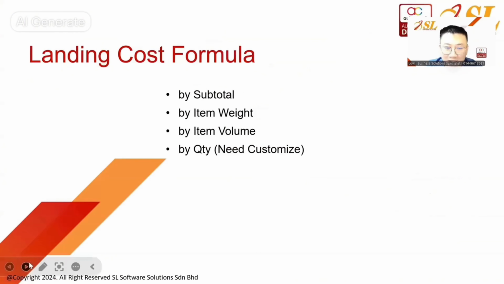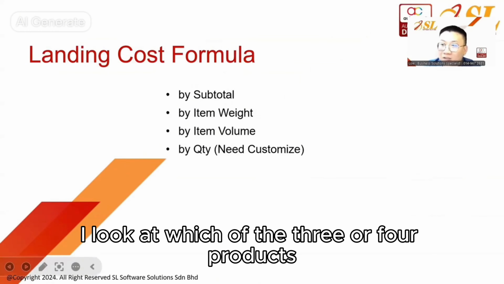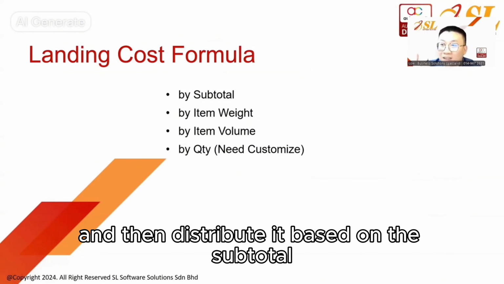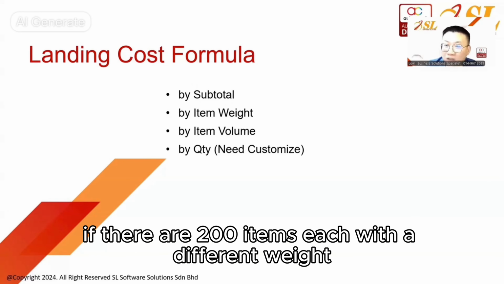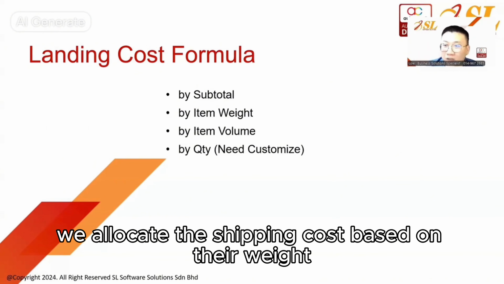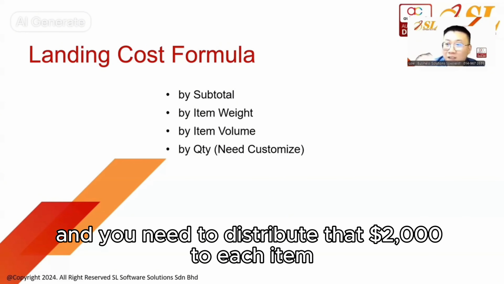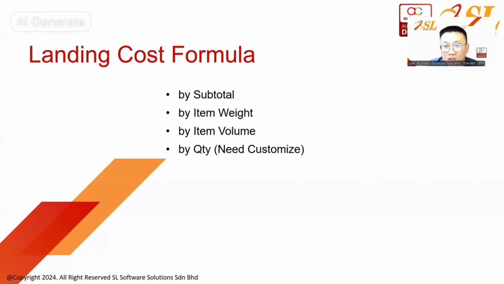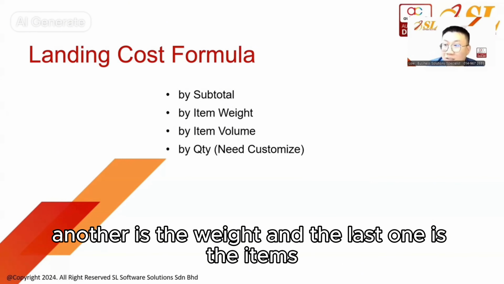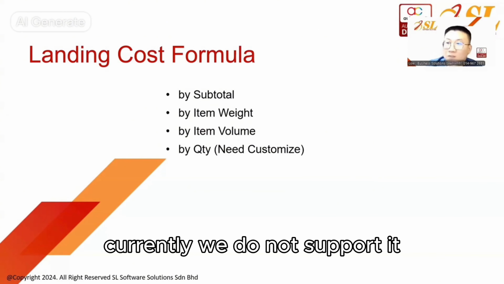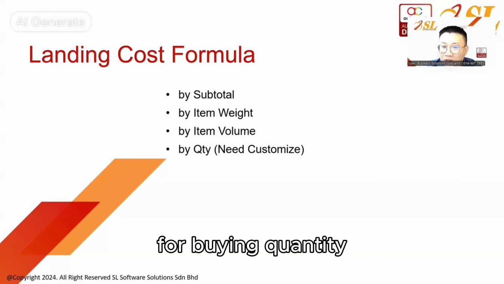For this kind of costing, the landing cost, we usually base it on the subtotal. That is to say, if there are 3 or 4 products, I look at which of the 3 or 4 products is the most expensive when it comes in, and then distribute it based on the subtotal. Another way is based on the weight of all the items. If there are 200 items, each with a different weight, we allocate the shipping cost based on their weight, because usually our shipping cost is on one invoice, right? An invoice might be $2,000, and you need to distribute that $2,000 to each item, which would be more accurate. So it's based on these 3 methods: one is the subtotal, another is the weight, and the last one is the item's volume or size. As for quantity, currently AutoCount does not support it. If you need it, you can contact the dealer to customize it for buying quantity.